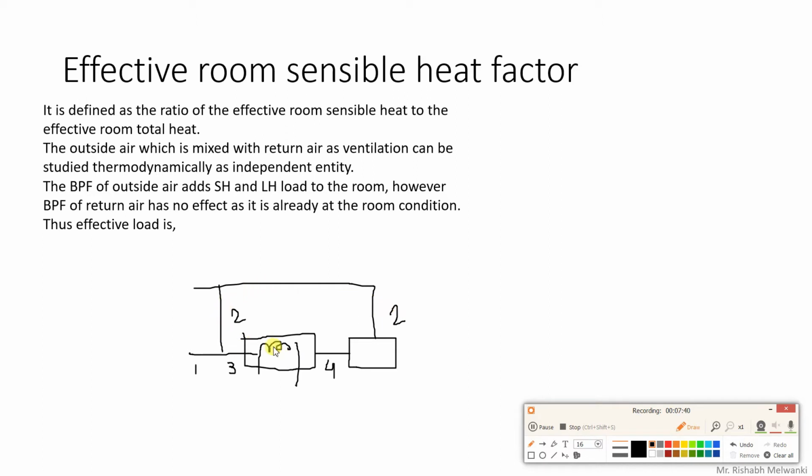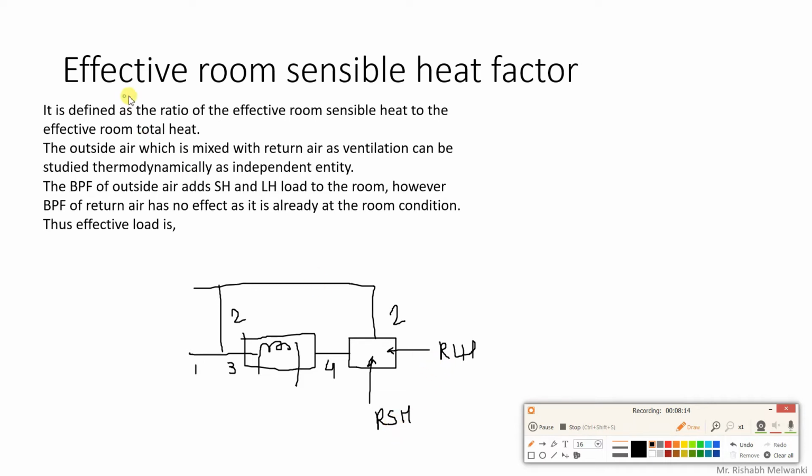So which air will have the load effect on the cooling coil? It will be point number 1. So what we need to do here is, whatever room sensible heat is there on this room, there will be room sensible heat and then there will be room latent heat. So when I say room sensible heat factor, it will be room sensible heat upon room total heat, which is room sensible heat plus room latent heat.